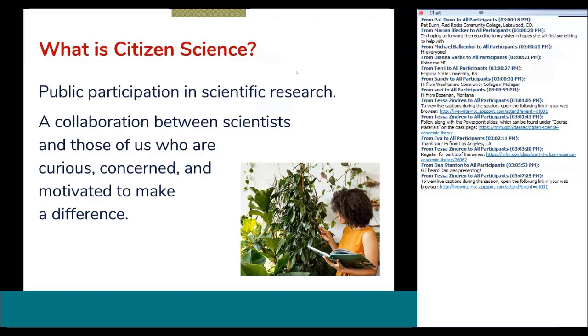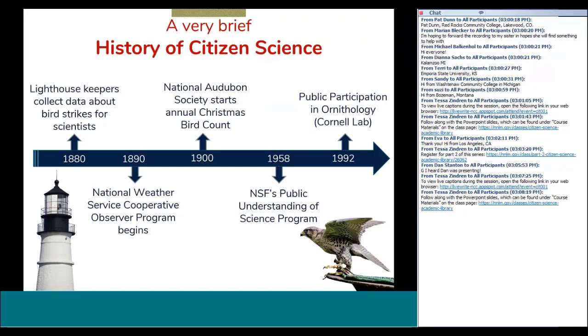A little bit of history of citizen science. This public participation in scientific research is not a new concept. I'm only going to tell you about a couple to keep it brief, but lighthouse keepers began collecting data about bird strikes as long ago as 1880. The National Audubon Society started its annual Christmas bird count in 1900 that still continues today. And then in 1992, the NSF funded a series of projects through Cornell called Public Participation in Ornithology, and that also still continues today. If you don't know what ornithology is, that is the study of birds. So what does that look like today? I know these are a lot of bird projects, but this participation can take a lot of different forms.